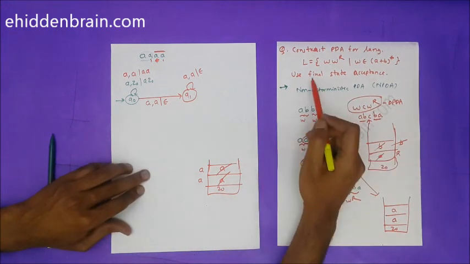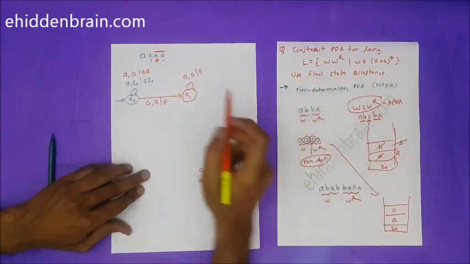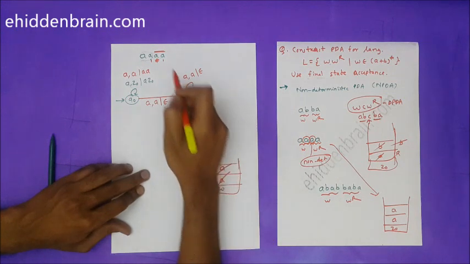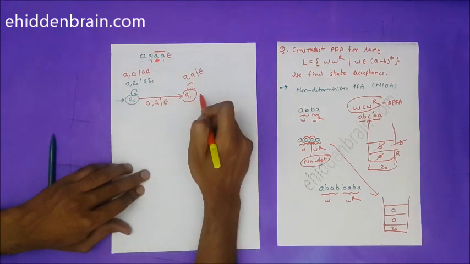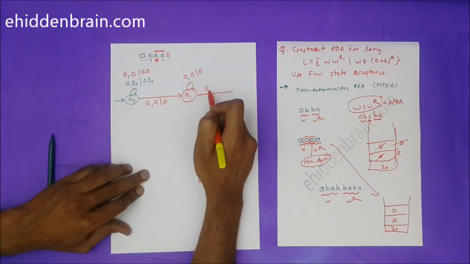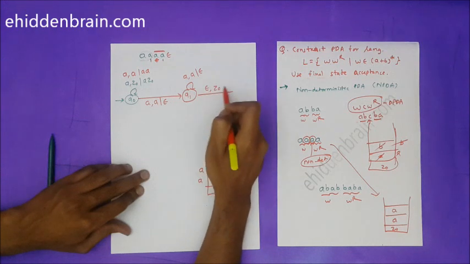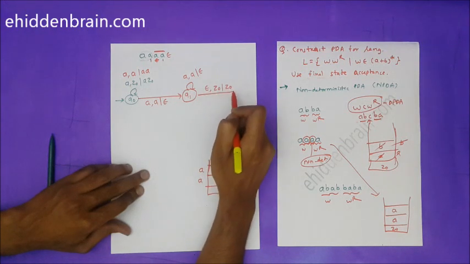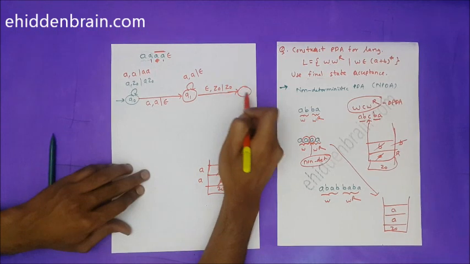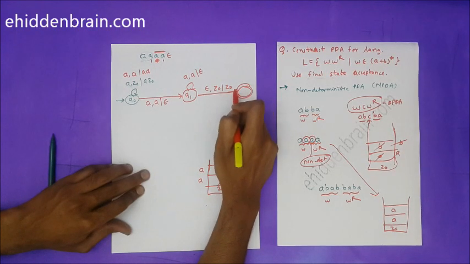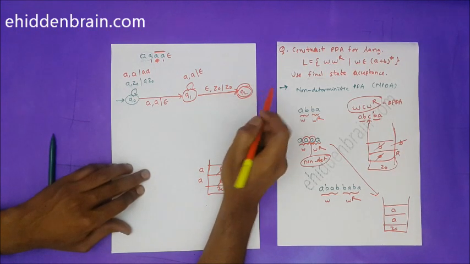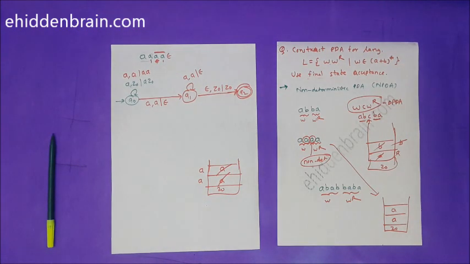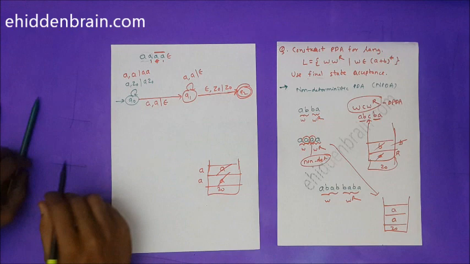And now it says to use final state as acceptance criteria. It means what you will encounter now is the epsilon. So epsilon is there, and who is top of the stack? Z0 is top of the stack. Let Z0 be top of the stack and go to the final state, Q2, I can say. I hope you understood this, and similarly you can do it for the B also.